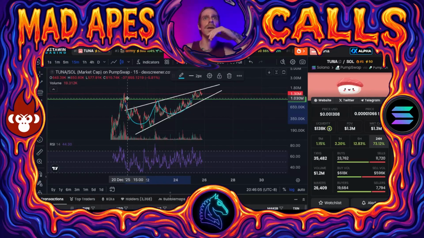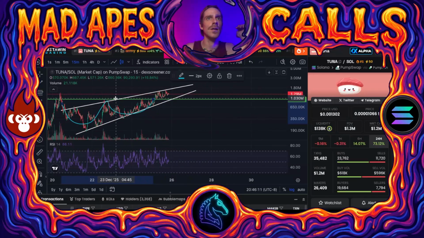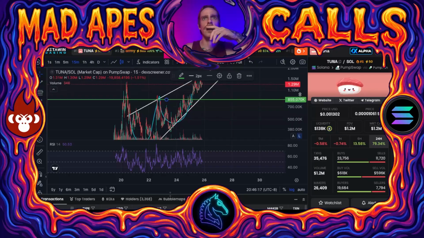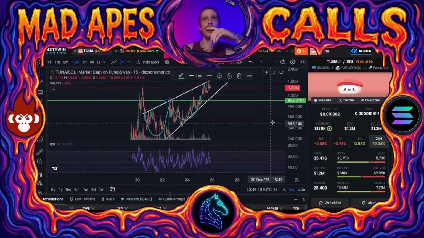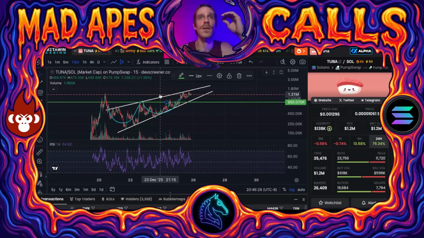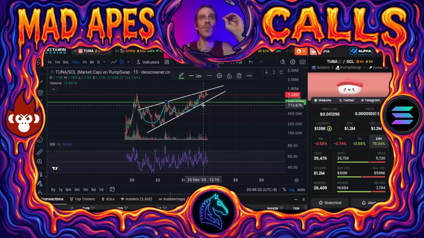Okay, see that? That's a cup and handle right here too. And it technically broke the neckline, I'd say, which is right about here. So that's interesting. And the RSI is in the bullish zone. I see a couple of bullish divergences. Yeah, I see a bearish one too, so you've got to keep that in mind. But this did break through the neckline of the cup and handle.